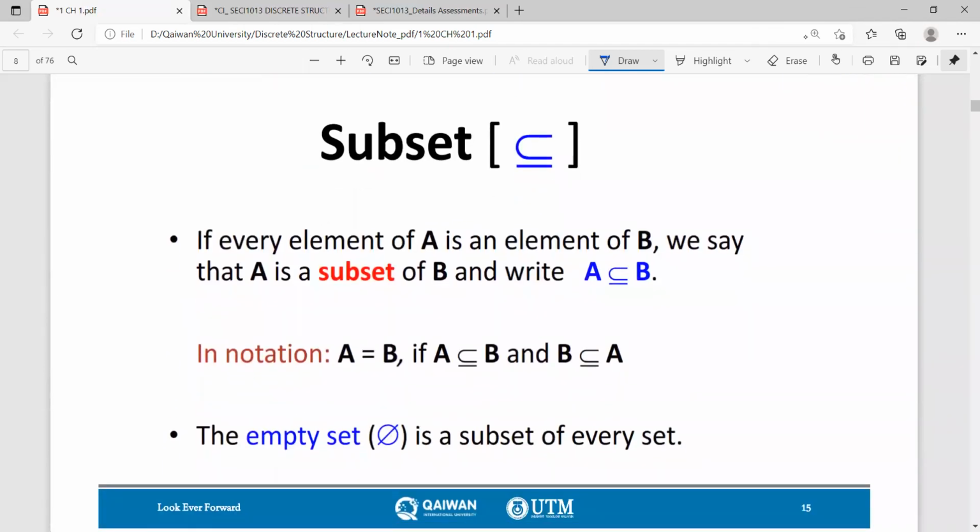Subsets. We have subset and also proper subsets. For subset, we say if all elements of a set belong to another set. For example, if all elements of set A belong to set B, we say A is a subset of B, because all elements of A could be found in B.